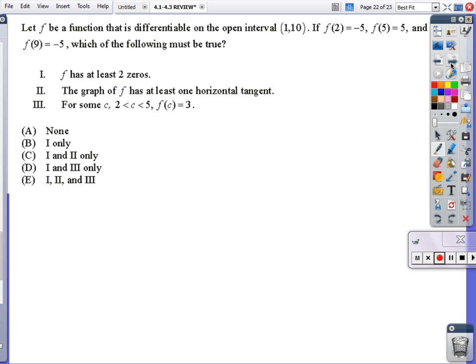Let f be a function that's differentiable on the open interval. Now that we know it's differentiable on the open interval, I guess we know that it's continuous on the open interval. We don't know if it's closed on the endpoint. So f of 2 is negative 5, f of 5 is 5, and f of 9 is negative 5. All right. Which of the following must be true?